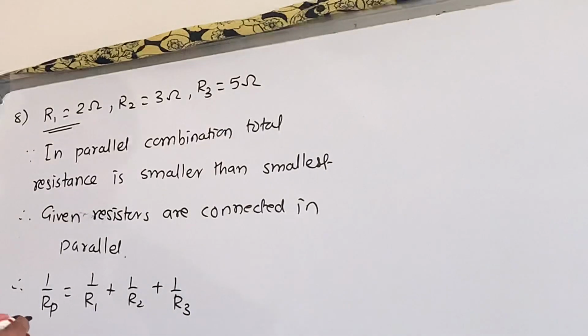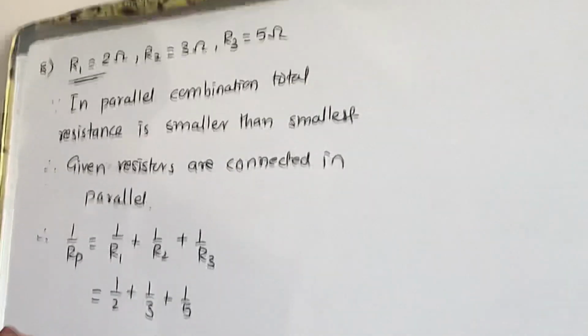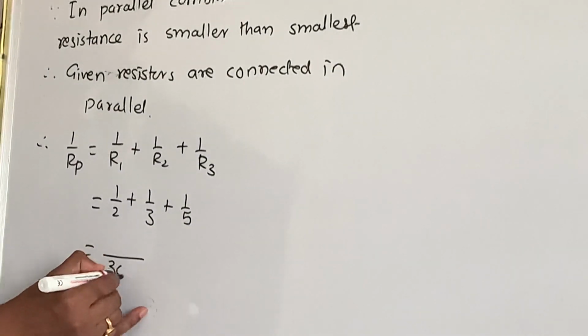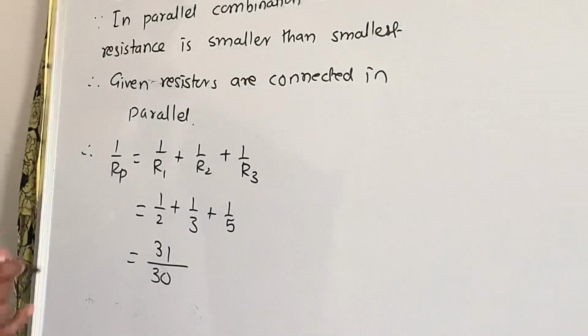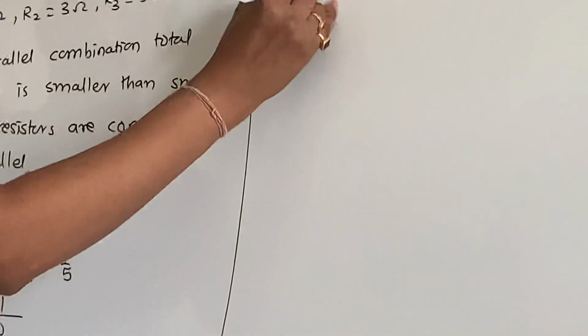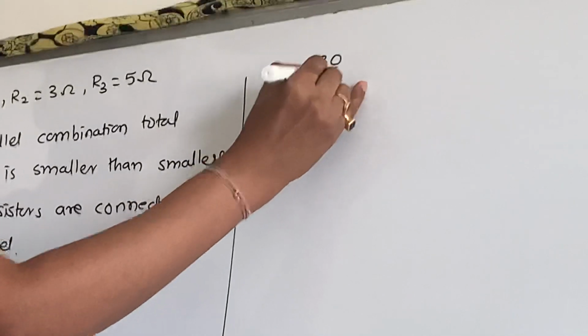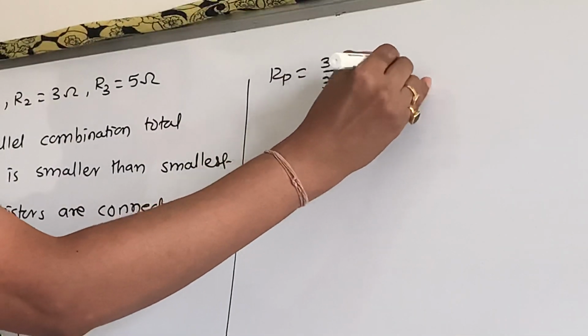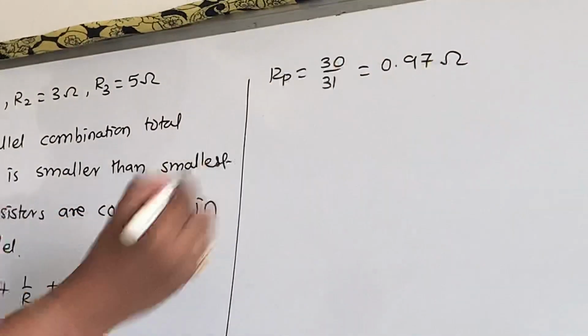This is equal to 1 by 2 plus 1 by 3 plus 1 by 5. Take the LCM of this, which comes out to be 30, so this comes out to be 31. We just take its reciprocal, so RP is equal to 30 upon 31. If you solve this, it comes out to be 0.97 ohm.